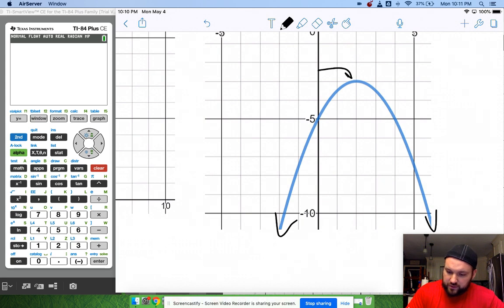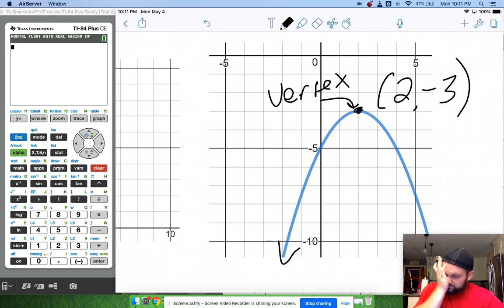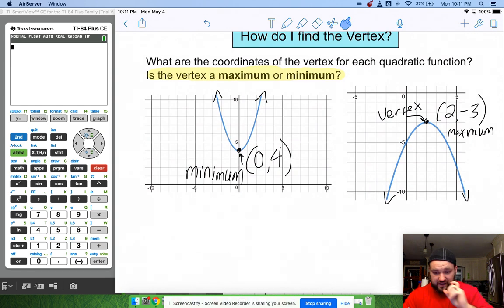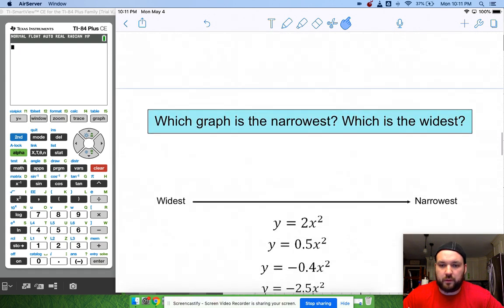And here the vertex is actually at the top of the parabola. And the coordinates of that vertex, again, you have to make sure you find 0, 0. That would be 2, -3 for that vertex. And that particular vertex is a maximum. Okay, so the vertex can be either a max or a min, and we're going to figure out in this video how I know whether it's going to be a maximum or a minimum.